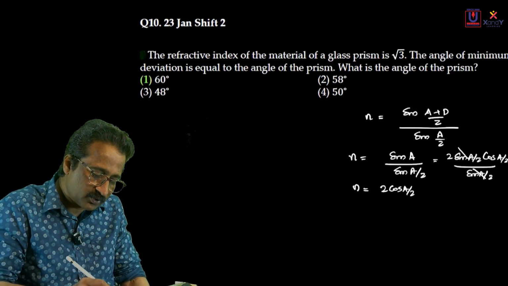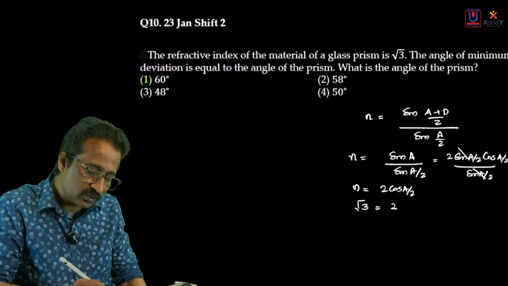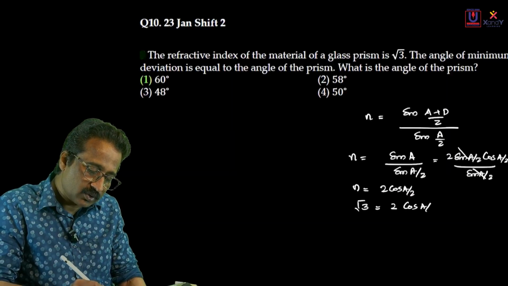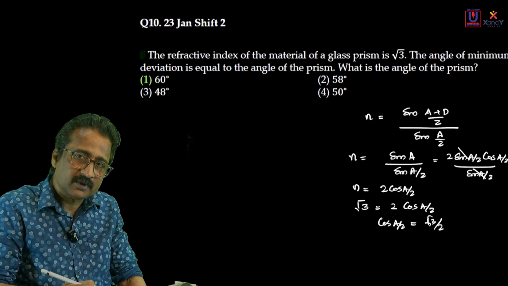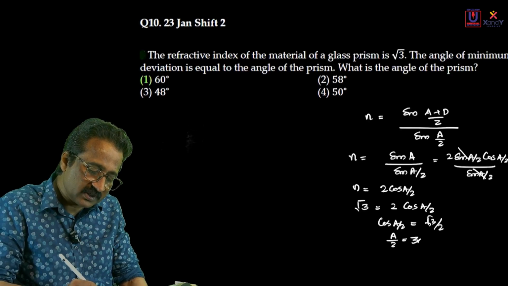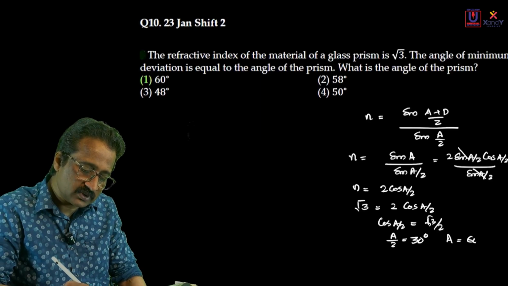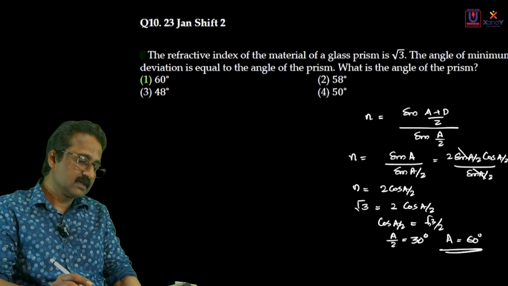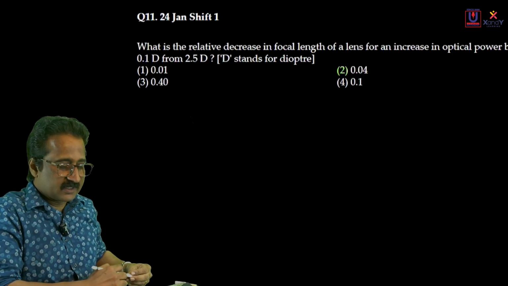Let us put values. n is given to be √3. That is what they have given as data in the question. It is equal to 2 cos(A/2). So 2 cos(A/2) is √3 means, of course, cos(A/2) is equal to √3 divided by 2. If cos(A/2) is √3 by 2, then certainly A/2 will be equal to 30 degrees because cos 30 is √3 by 2. Therefore A is equal to 60 degrees. That is question number 10. Yes, it is 60 degrees. Let's move on to the next one.